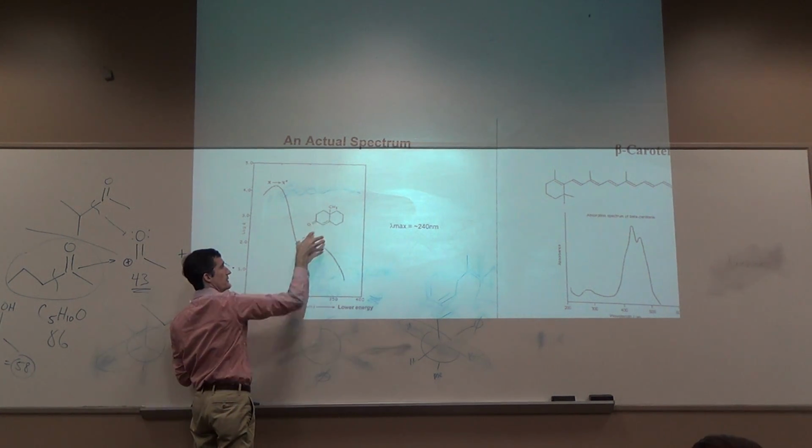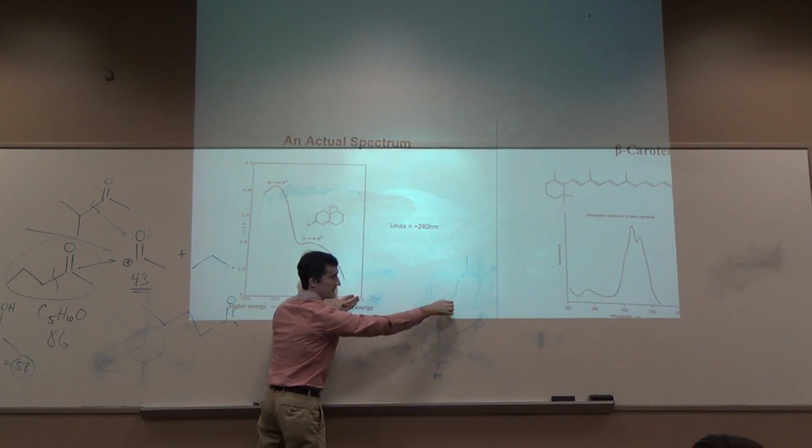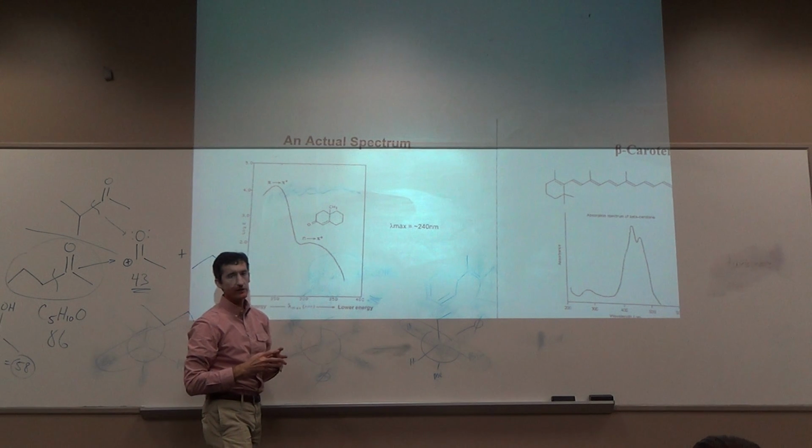So this compound here is absorbing in the UV. When you get to 400, it's probably a flat line. It's probably no absorbance in the visible. The compound's probably colorless.